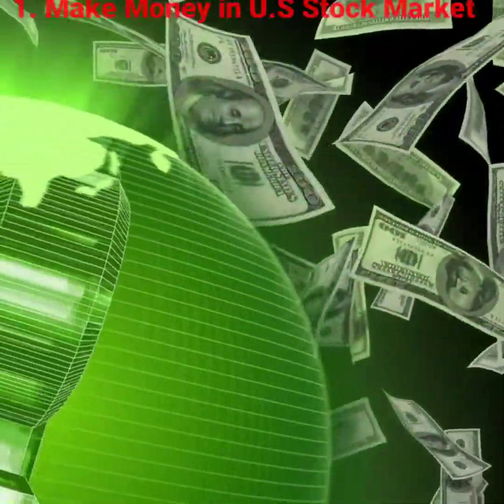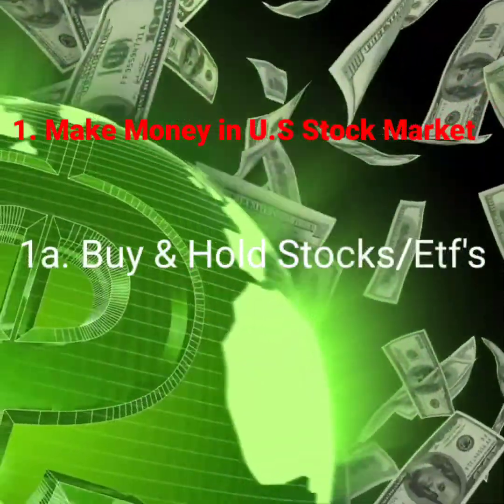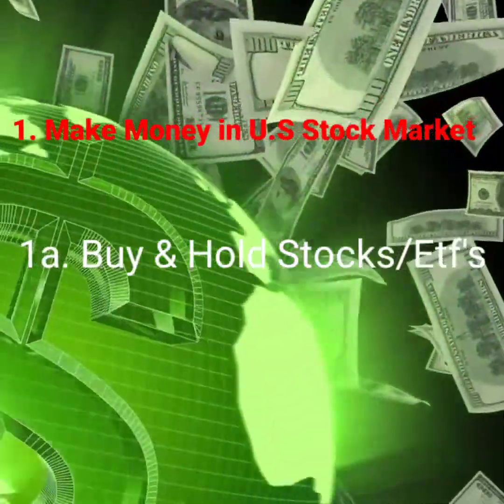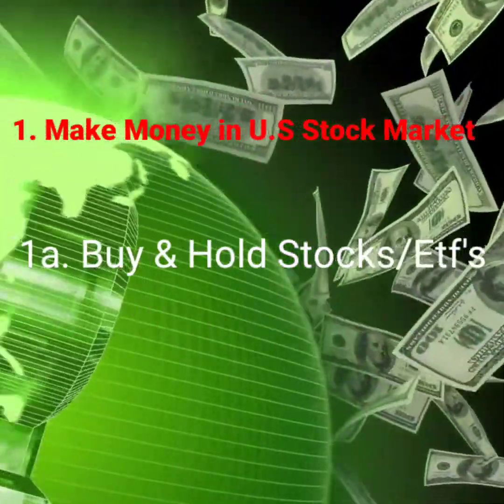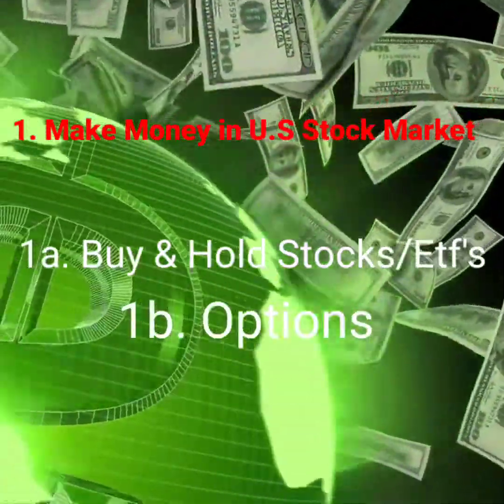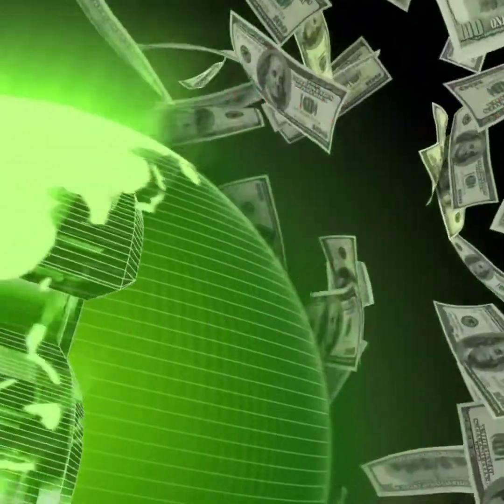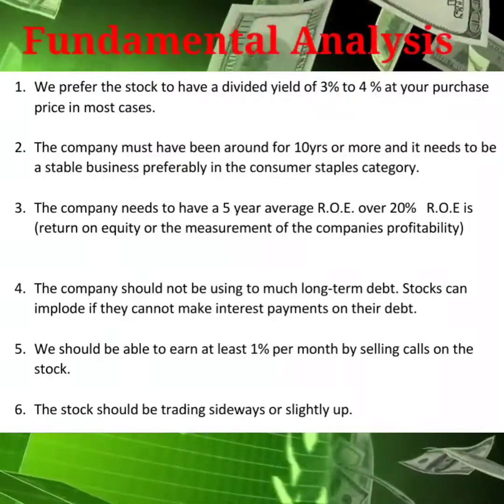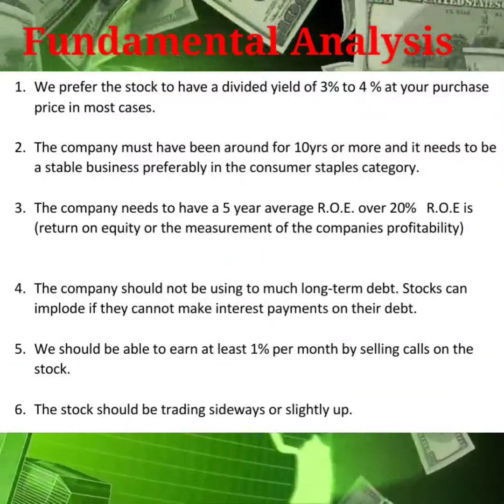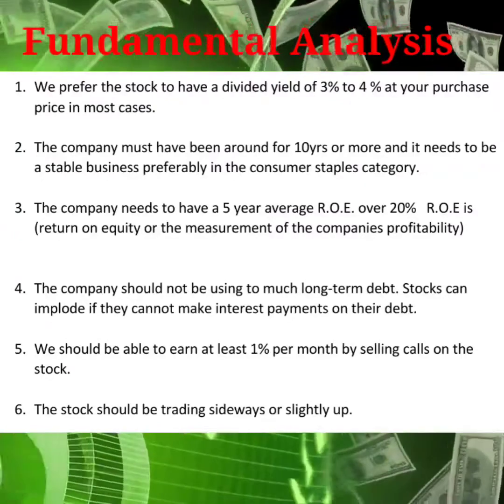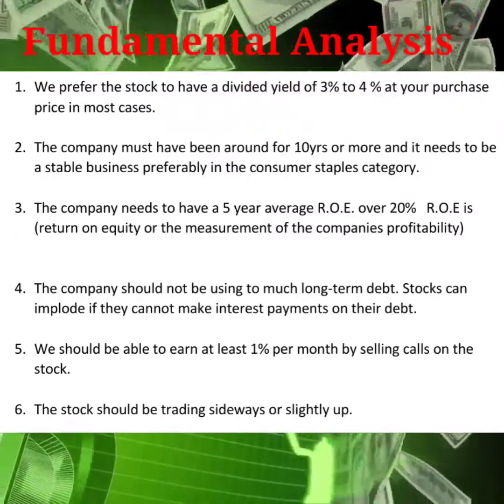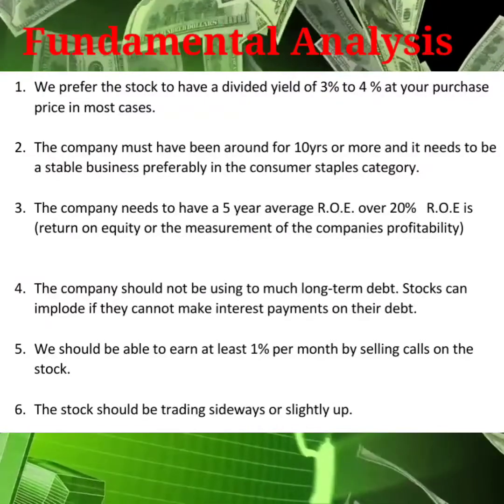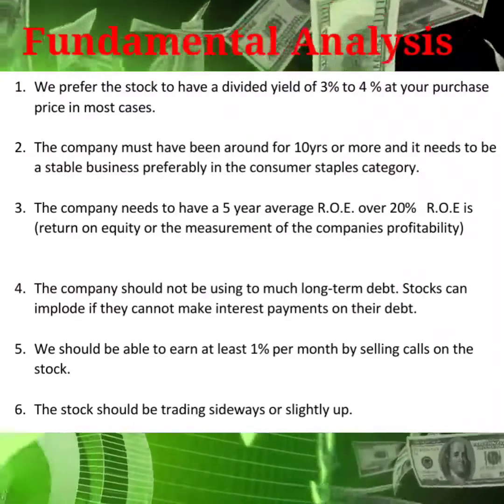Okay, now that we've got that out of the way, let's talk about how we can make you money in the US stock market. And the way that it's been done over time is buying and holding stocks or ETFs. But we're going to touch on options, different option plays, credit spreads, debit spreads. We're going to talk about them all. Now, in order to do fundamental analysis, these are the things that you need to do. All right, these things right here. If you need to write it down, rewind it and do just that. I'll give you a second.